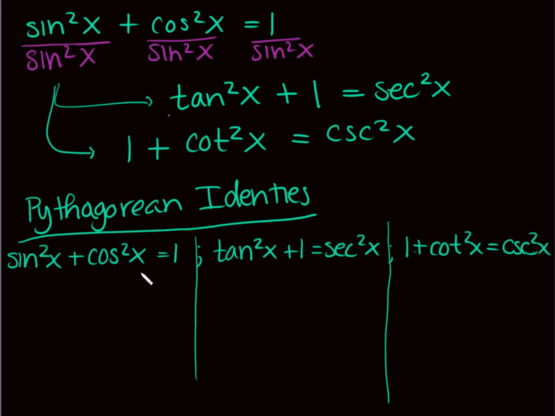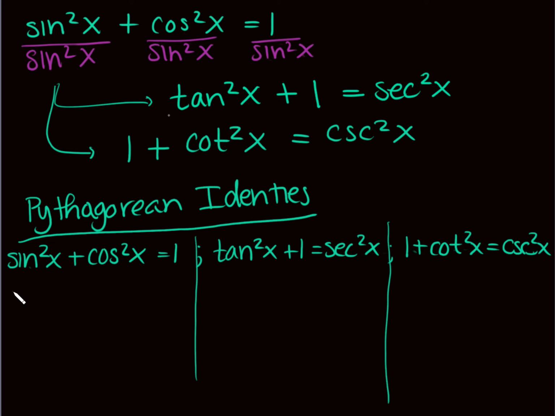So sine squared plus cosine squared is equal to 1. Tangent squared plus 1 is equal to secant squared, and 1 plus cotangent squared is equal to cosecant squared. Notice it does not matter if I put the 1 first or not. I could have just as easily said this was cotangent squared plus 1, or here, cosine squared plus sine squared is 1. We know that addition is commutative, so it doesn't matter what order we write addition.